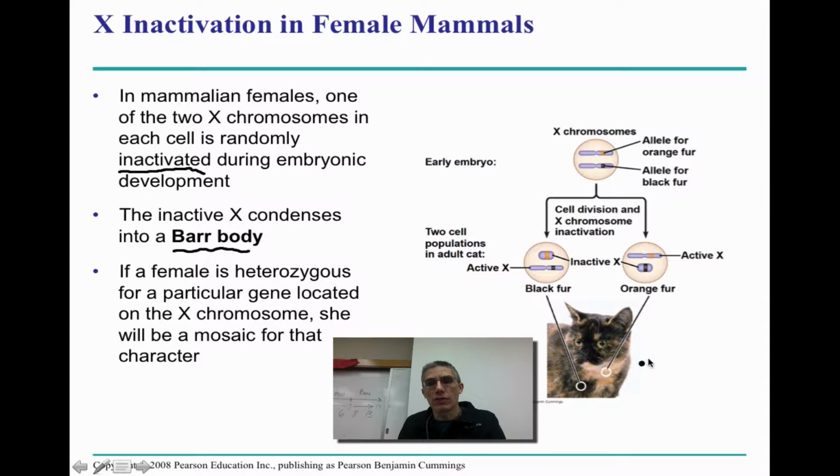What that means is you get this color pattern because, if you look at the diagram, they have two X's, but maybe for this particular part of the body, the black fur is being represented. In other words, we have inactivated the orange colored gene, so all of the cells in this part of the body are going to have black fur, while over here in this part of the animal's body, we have inactivated the black color gene and activated the orange color gene. So that's what they mean by a mosaic, or different cell populations in that one animal expressing different phenotypic traits for that particular gene.